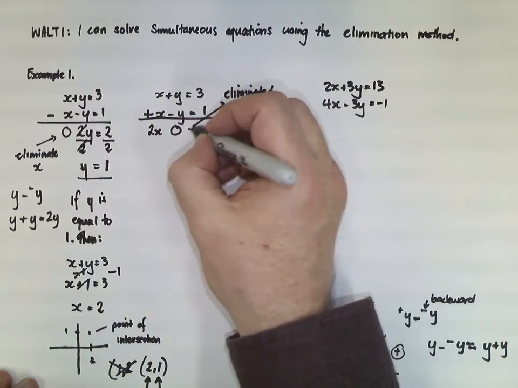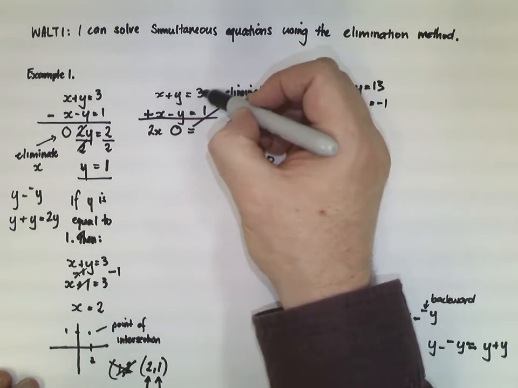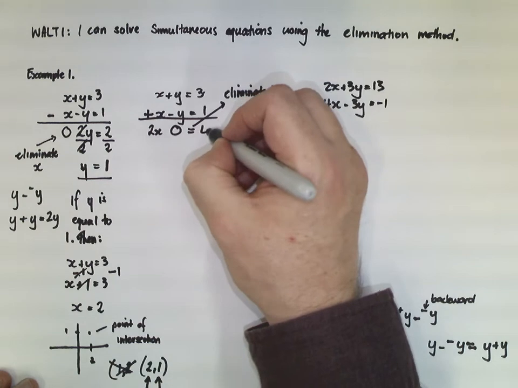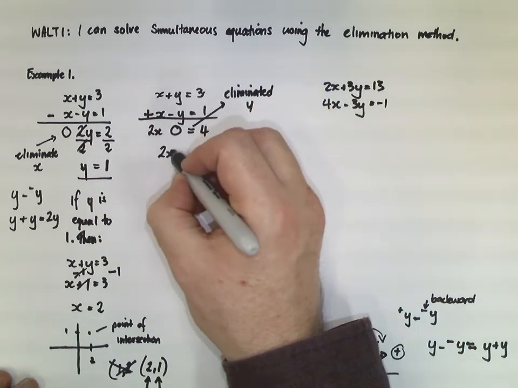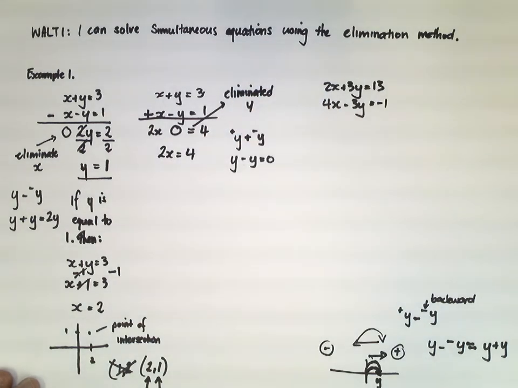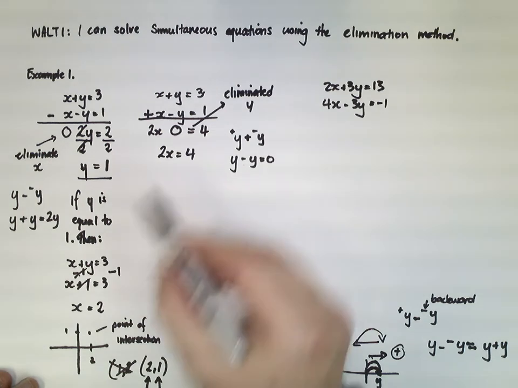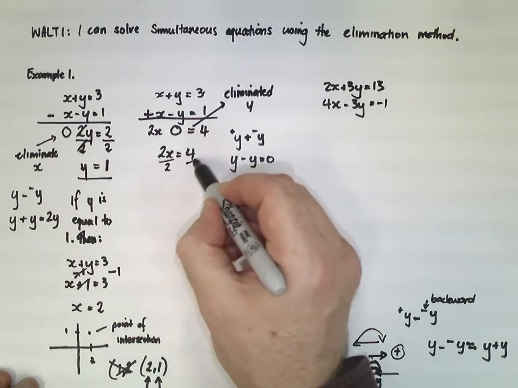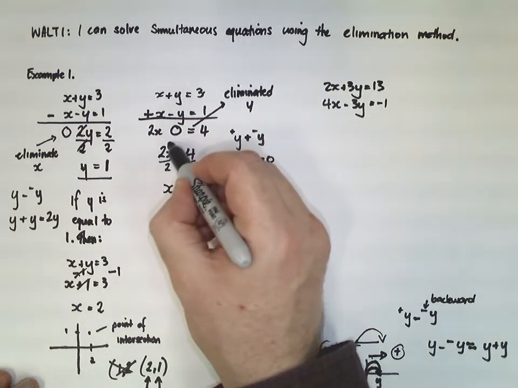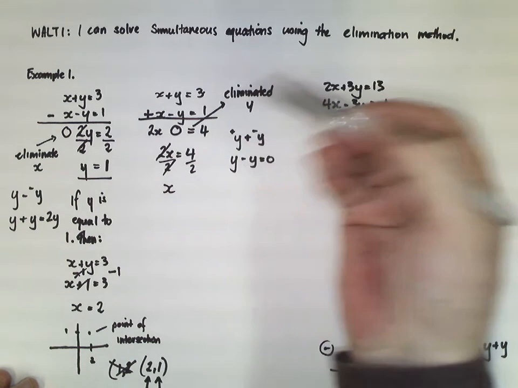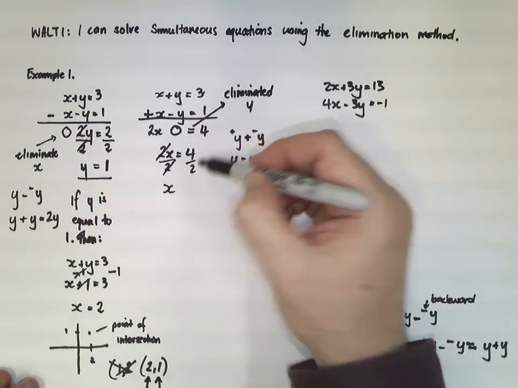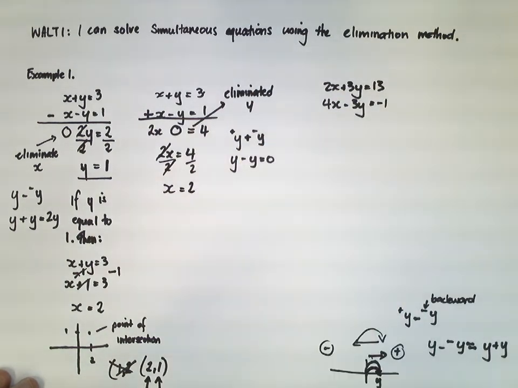So then, of course, the last thing, don't forget the numbers. 3 plus 1 gives us the number 4. So 2x is equal to 4. Now, if that's the case, of course, we can divide through by 2. And x becomes, so 2 divided by 2 is 1, 1 times x is equal to 4 divided by 2, which of course is 2. So I now know that these points meet when x is equal to 2.